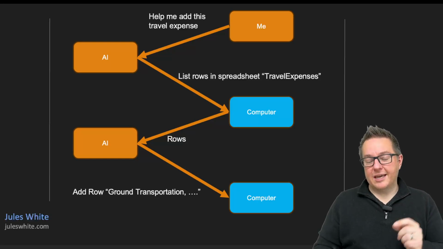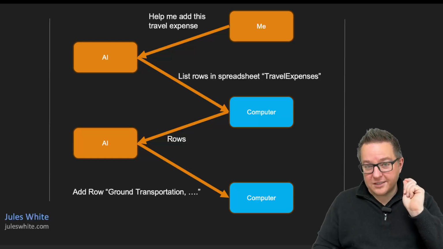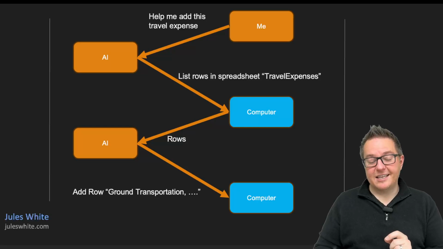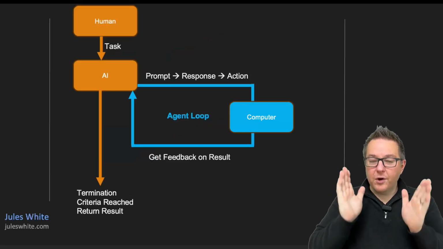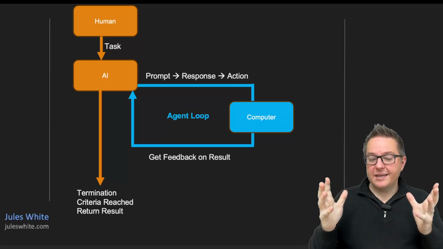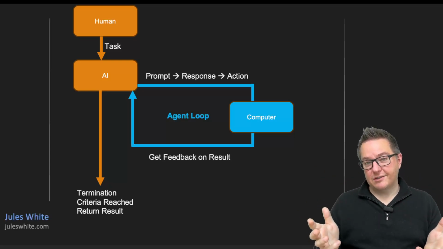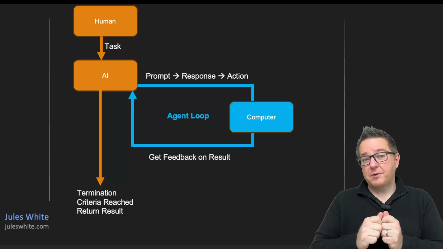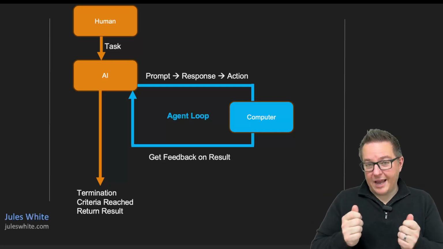I think what we want to look at is, how do we do this where once the human has provided the task, the agent runs autonomously? Well, the way that we do that is by creating a loop. I call this an agent loop. And it's a fairly simple thing once we wrap our heads around how it works.